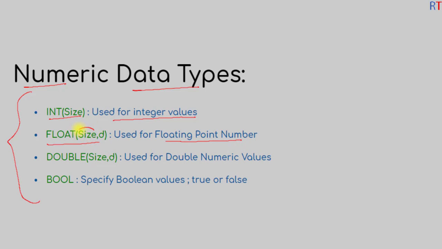And the size parameter specifies the total number of digits, and the D specifies the number of digits after the decimal point. And next you have the double data type. It is used for double precision values, and the size specifies the total number of digits, and D specifies the number of digits after the decimal point. And next you have the boolean data type. It is used to specify boolean values which either can be true or it can be false.